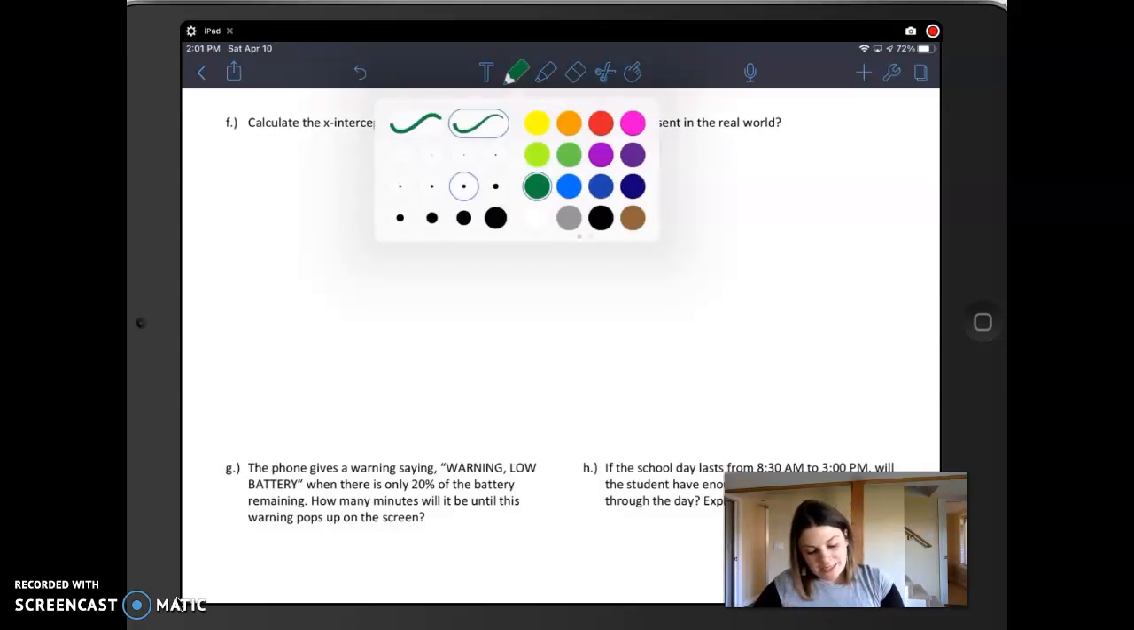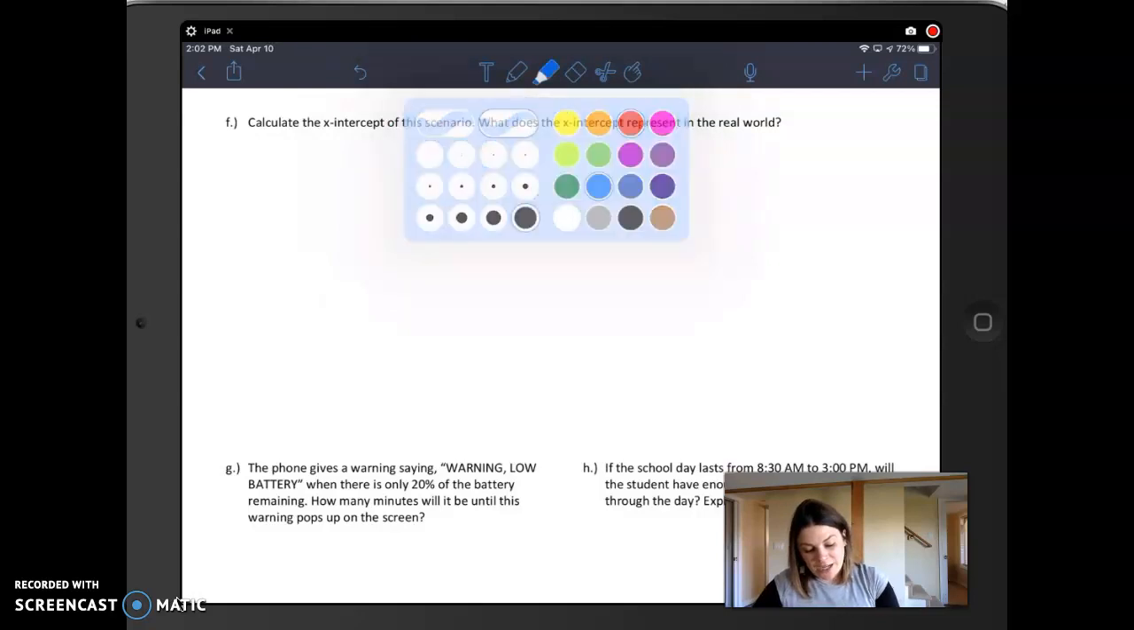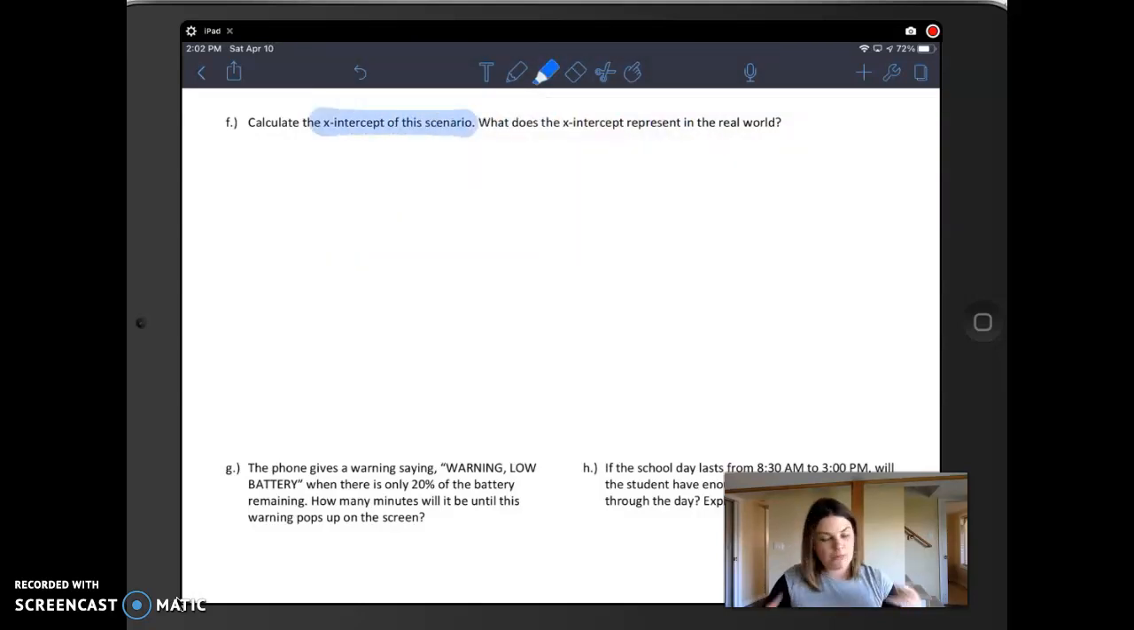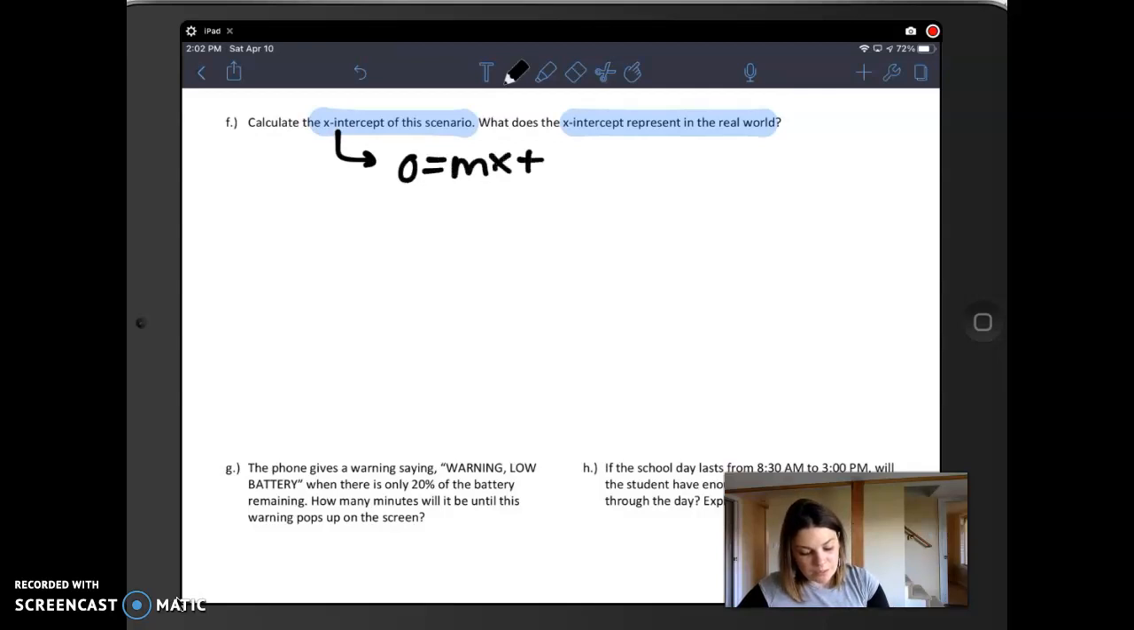It says calculate the x-intercept of this scenario. So again, what is the x-intercept? And then it says, what does it represent in the real world? So this is the first thing for part D and E. We didn't have to calculate anything. For this, we do. The x-intercept is the solution to the problem 0 equals mx plus b. So no matter what equation you have, if you have 0 equals mx plus b, that'll get you to the x-intercept. So let's solve for it, and then let's talk about what it means.